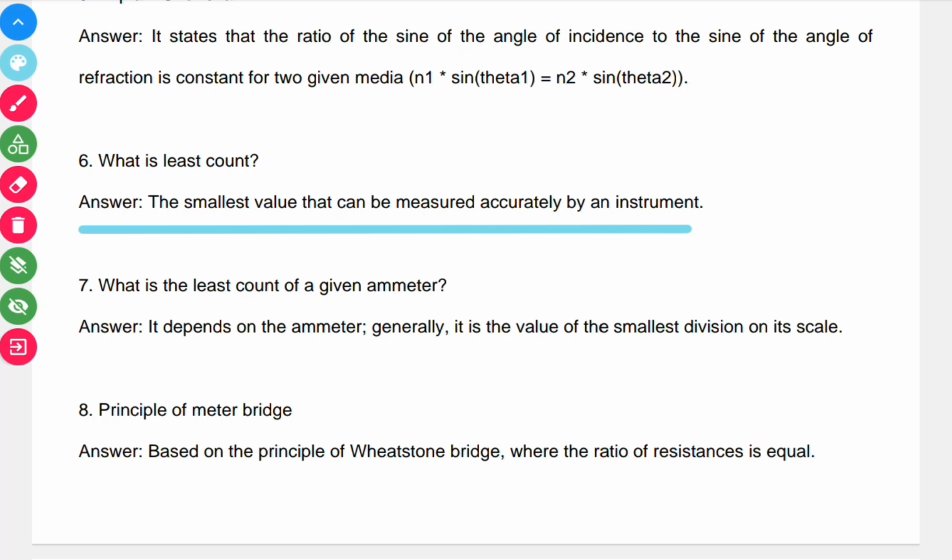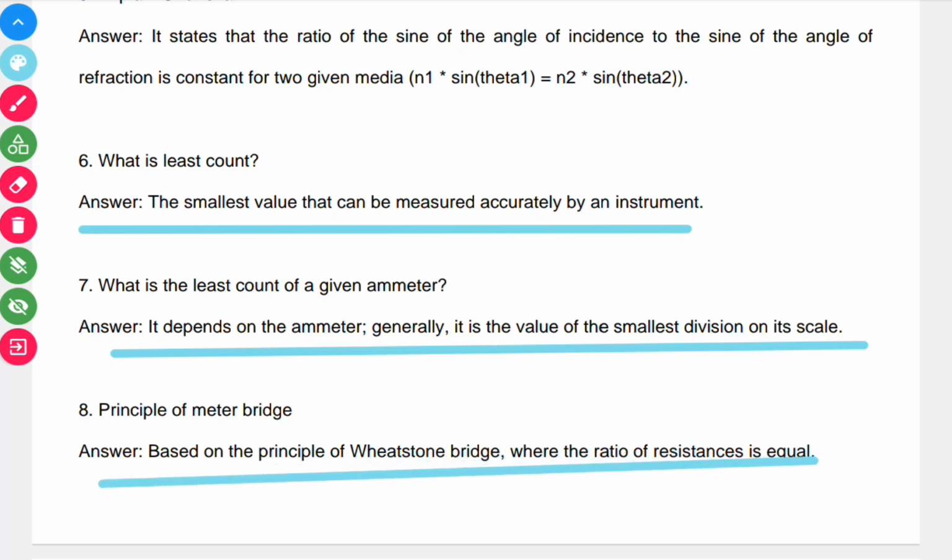What is the least count of a given meter? It depends on the meter. Generally, it is the value of the smallest division on its scale. Principle of meter bridge: based on the principle of Wheatstone bridge, where the ratio of resistances is equal, like P by Q is equal to R by S.